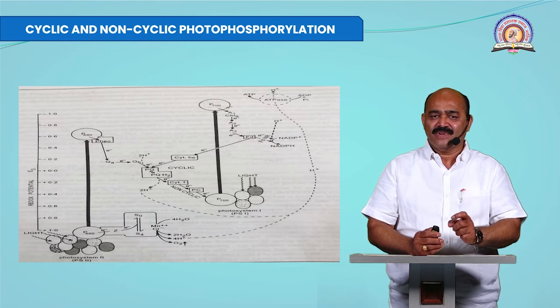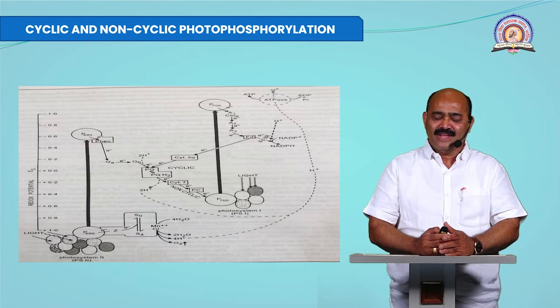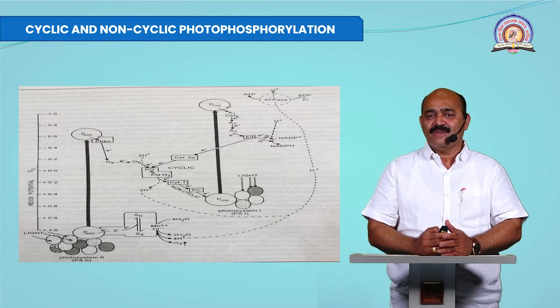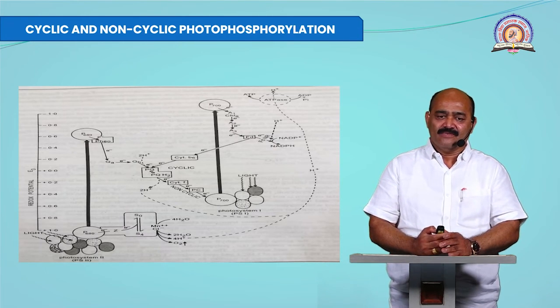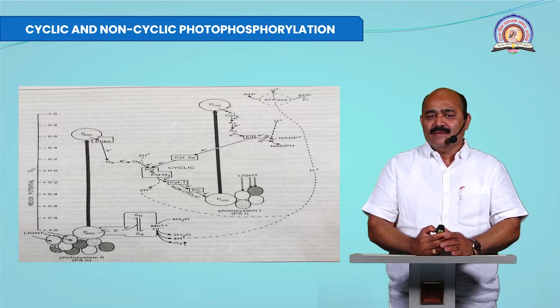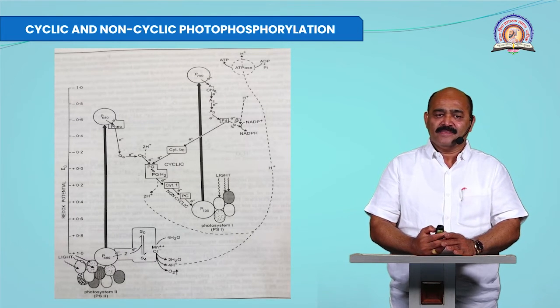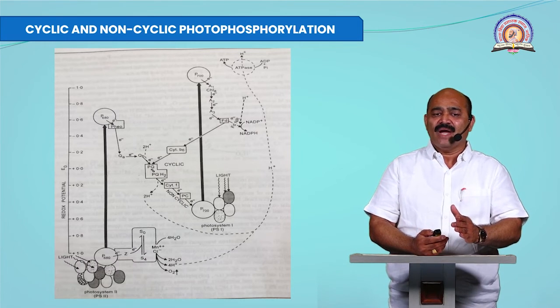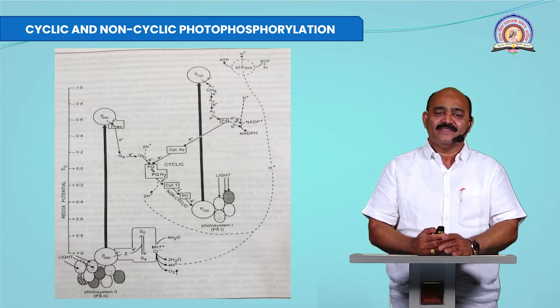Antenna complex absorbs 700 nanometer of light, then transfers it towards the core complex reaction center. Reaction center selects one chlorophyll molecule and one electron out of two of its outer orbit. Now this electron, taking this solar energy, moves towards the ferredoxin reducing substances. And now ferredoxin reducing substances is unable to hand over the electrons towards the A1, A2, and A3. That means primary, secondary, and tertiary electron acceptors.